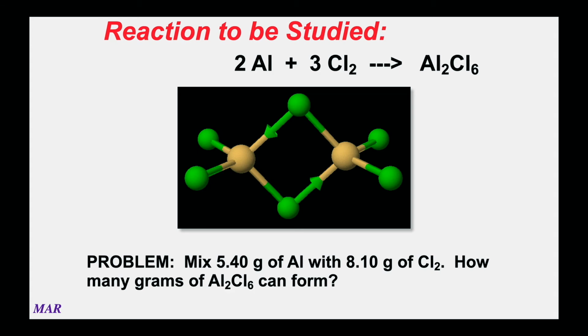Here's a reaction we're going to look at between aluminum and chlorine, making an Al2Cl6. This is an aluminum chloride dimer. It's a twisted metal.